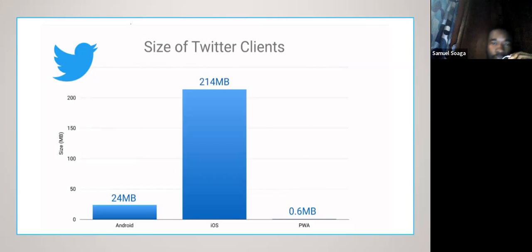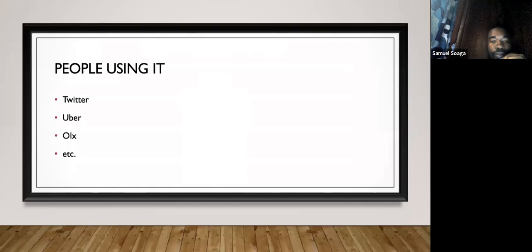On iOS, the size of the application is 214 MB. Then the Twitter Lite that was built is just 0.6 MB. So it almost takes no memory on your phone. Some of the companies using progressive web apps are Twitter, Uber, OLX, and so on.